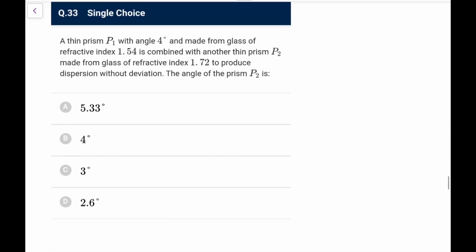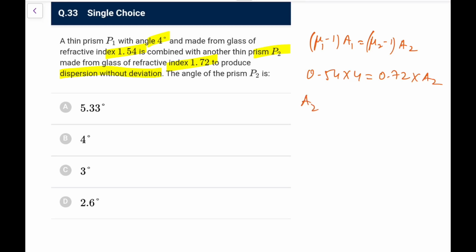Next, a thin prism with angle 4 degree made from glass of this index is combined with another prism P2 of this index to produce dispersion without deviation. So deviation will be 0. Deviation you directly write as (mu minus 1)A. Both should be in opposite direction and should be the same. So 0.54 into 4 would be equal to 0.72 into A2. So A2 comes out as 54 into 4 upon 72, 18 table. Yes, 18 table. If I do, this is 3, this is 4. So that would be 3 degree. I can directly go for option C in this case.